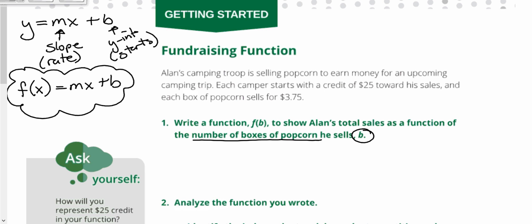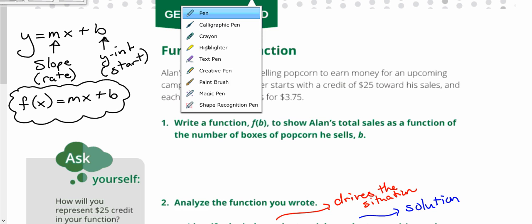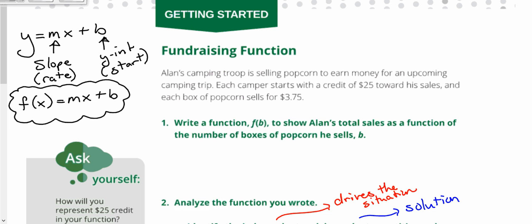All right, so we have a situation here where each camper starts with a credit of $25, and that may be a little confusing because with credit, it sounds like you're charging something, but actually in this case you're getting something. The camper is getting $25, so it's like they get a $25 start off. So they already have $25 in their sales. And then each box of popcorn sells for $3.75.